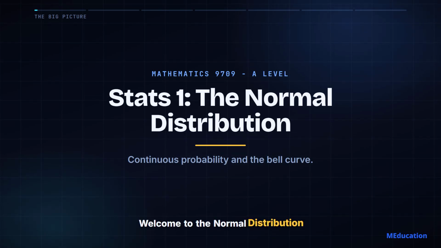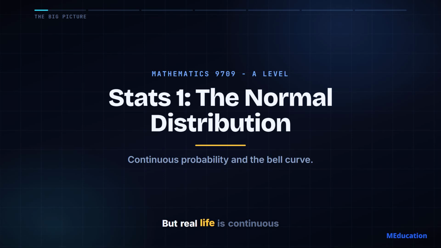Welcome to the normal distribution. Until now, you have counted discrete outcomes, like heads on a coin. But real life is continuous. We measure things, like human heights, the lifespan of components, or exam scores.